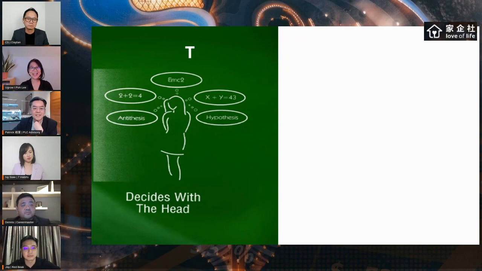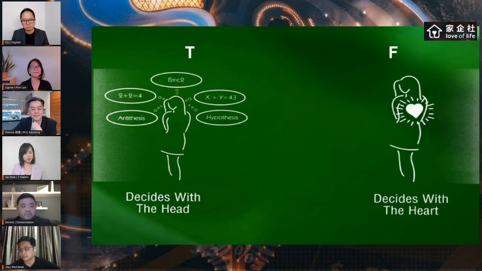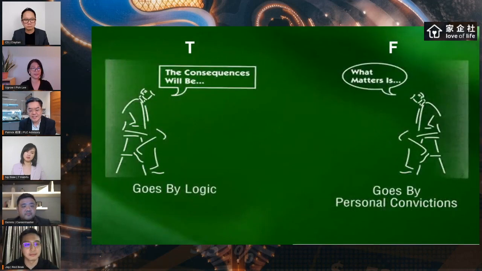You see? Okay, they make their decision based on objective. What is the objective I want to achieve? What will be the consequences if I don't achieve it? But feeling people is with the heart. Okay, with the heart. What is the value of doing this? Okay, when deciding this, will it hurt people or not? Will it help people or not? So they decide based on people, based on the values. Okay, which is totally opposite with us. Thinking.